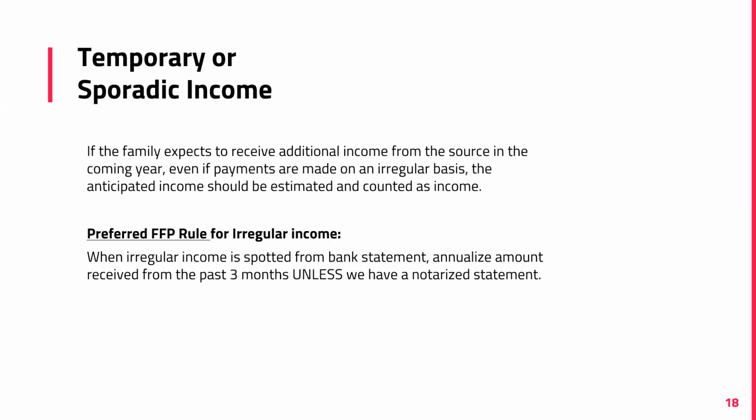So our rule on the FFP side is, when we are spotting irregular income from bank statements, because keep in mind, we want bank statements. That's the third-party verification method that we prefer for the PAH property. We're going to analyze the amount received from the past 3 months, unless we have a notarized statement, like the notarized recurring contribution statement. If they're saying they can't get a notarized statement, or they're getting income from 5 different sources, then we are going to use the most recent 3 months.